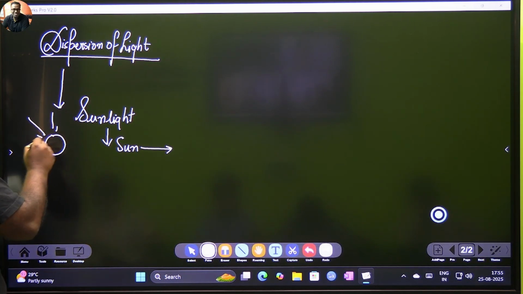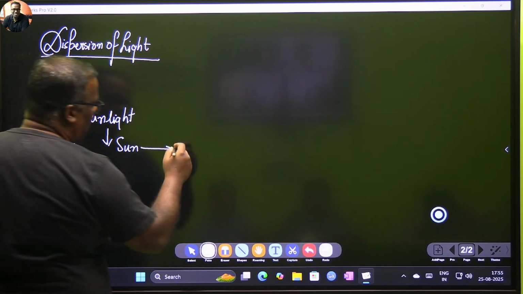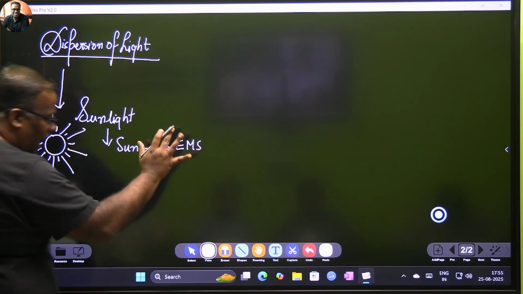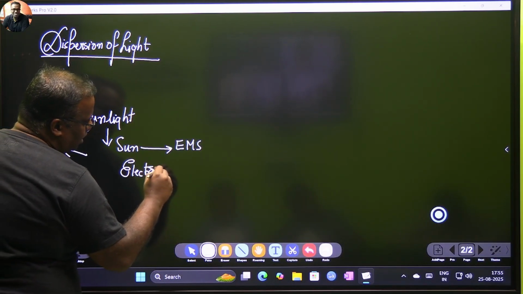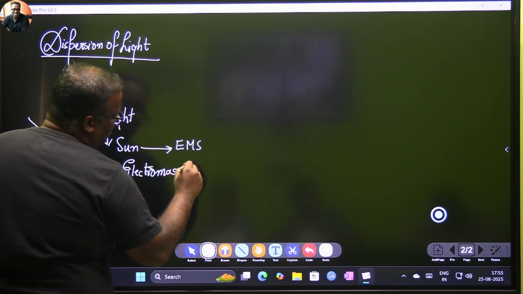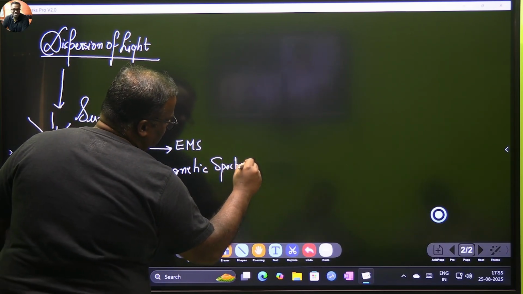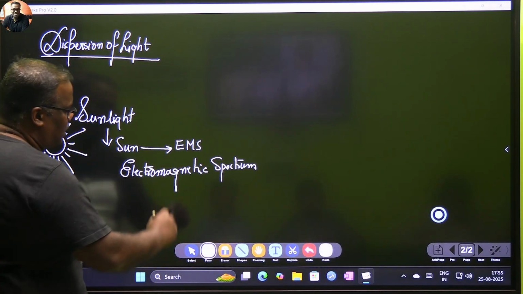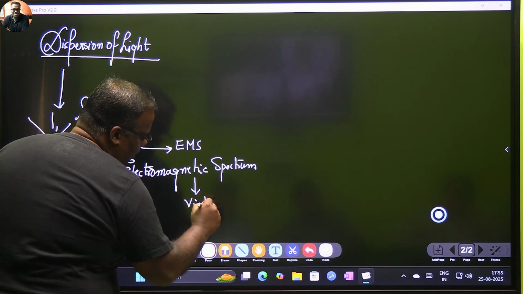Well, as I have already discussed when we started the chapter, do you remember the first introductory class? The sun actually gives me something which is known as the EMS. This is high level for you, but still try to understand. EMS stands for the electromagnetic spectrum. Don't break your head now. It gives me a variety of things, and within this electromagnetic spectrum, there is a very small portion which is known as the visible light.